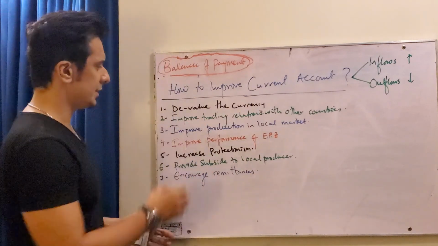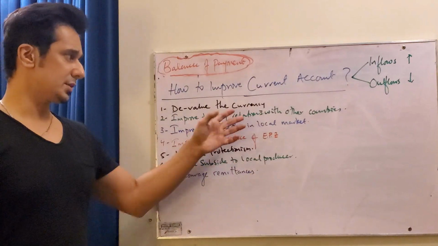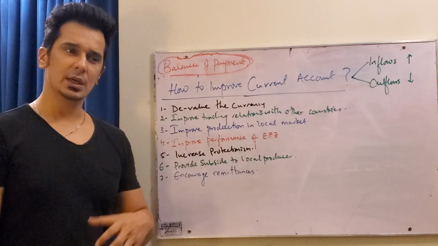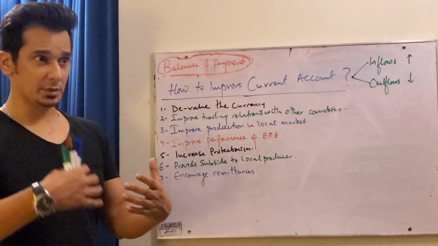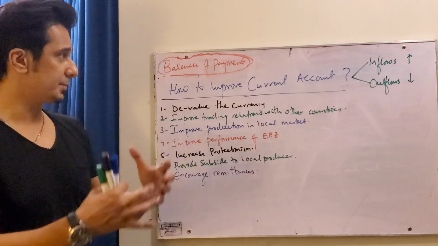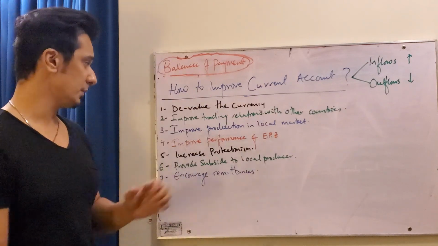The second part is improving trading relations with other countries. If trading relations start to improve in the international market, then new trading partners start to develop. So this helps in improving the current account position.